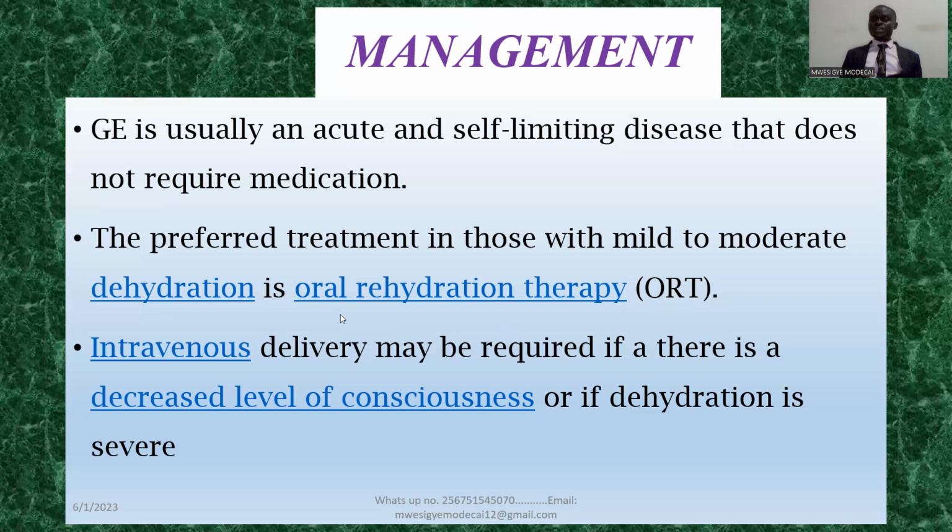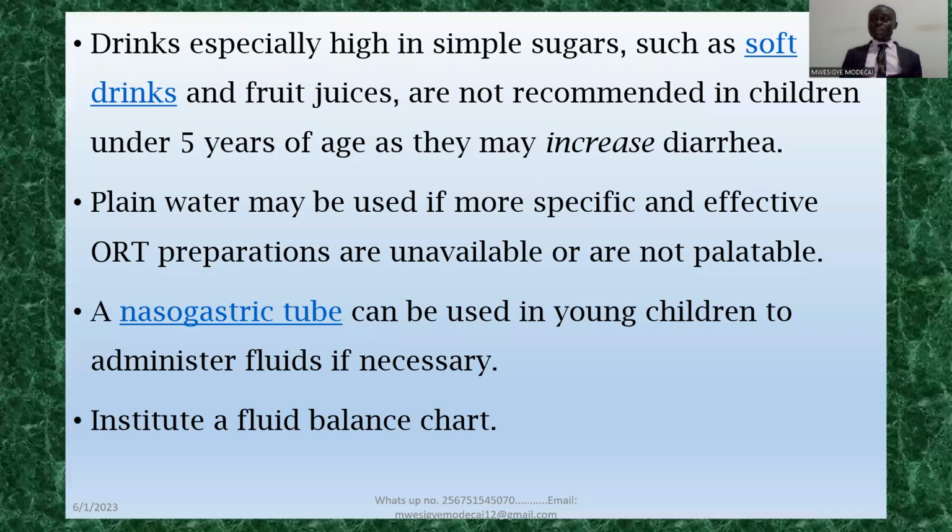In case they are not drinking, pass an NG tube, give them fluids. In case they are vomiting the fluids, please give an antiemetic drug like Placil or metoclopramide. Intravenous fluids can also be given. Level of consciousness should be monitored because these people can go into shock. A fluid balance chart should be instituted to monitor the input and output. Blood pressure should be monitored to know whether it is going low or is in the normal range.